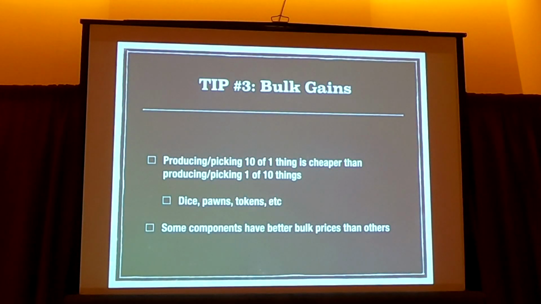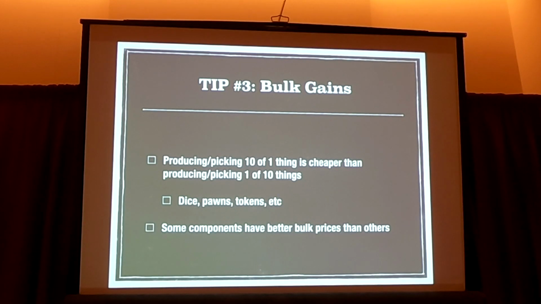So you can do that with everything: dice, pawns, tokens, cards, all kinds of things. The more you have of one thing, the cheaper it is. Every time you have to switch to another thing, another size of card, another color of plastic, another shape of wood, whatever it is that you're doing, every one of those things is going to cost you extra money. So that repetition is good.